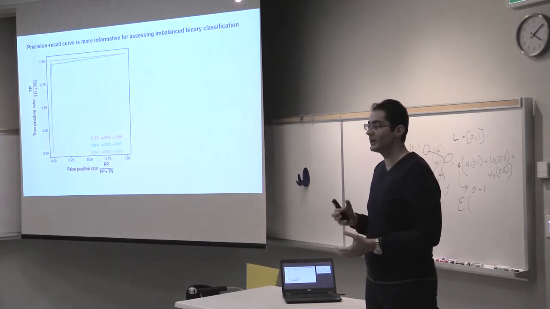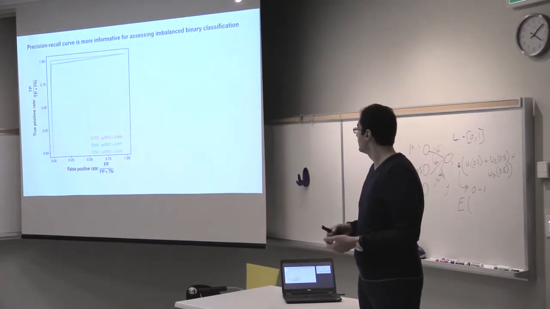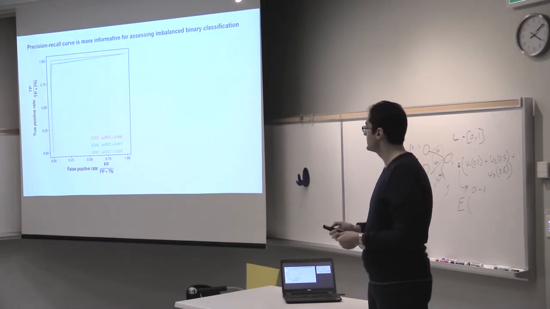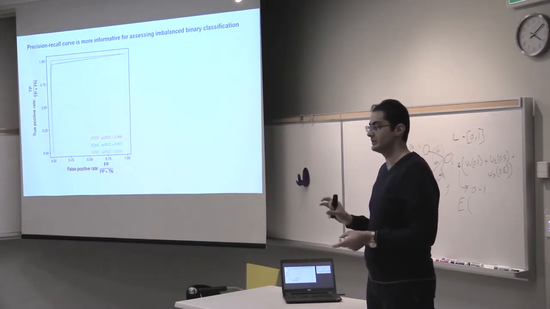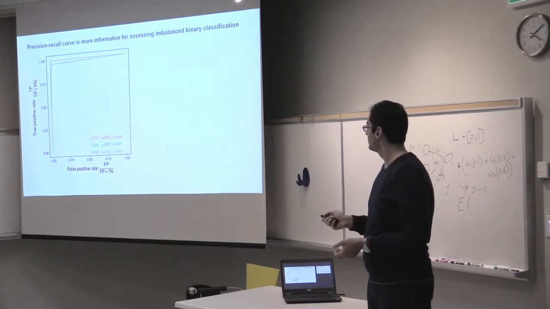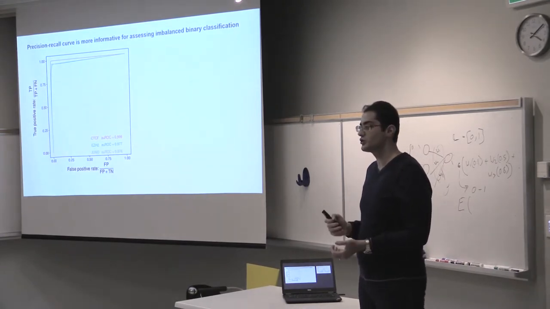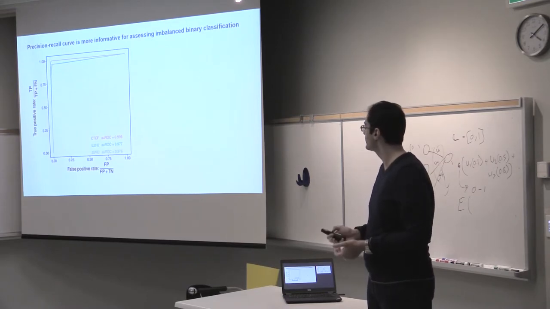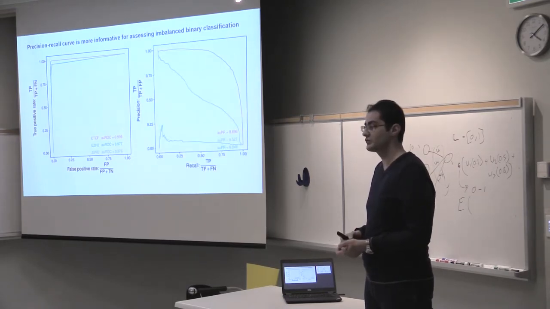And here we have an imbalanced data set where the actual number of transcription factor binding sites is very limited. So most genomic regions that you test don't have the binding. In this case, you would think that EZH2 and JUND have a very similar performance, but when we look at the precision recall curve, that's actually not the case.